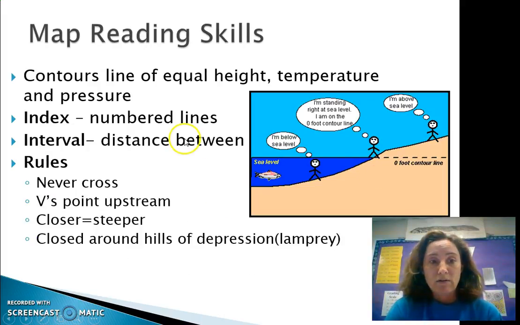Map reading skills. When we're looking at contour maps or topographical maps, you're looking at connected lines called index lines or interval lines that are equal elevation or equal height above 0. So want to make sure that you understand how those function. They never touch each other. So this is a 0-foot contour line. This is below sea level. This one is above sea level.